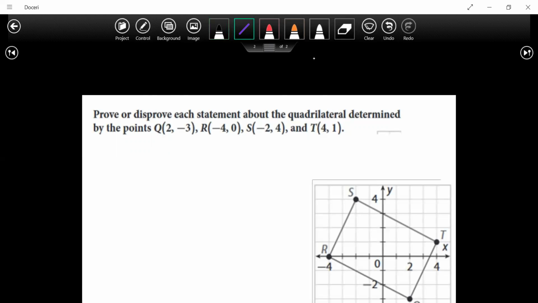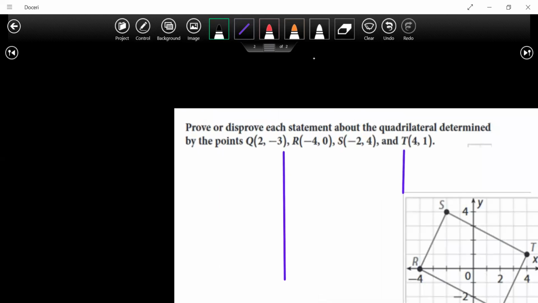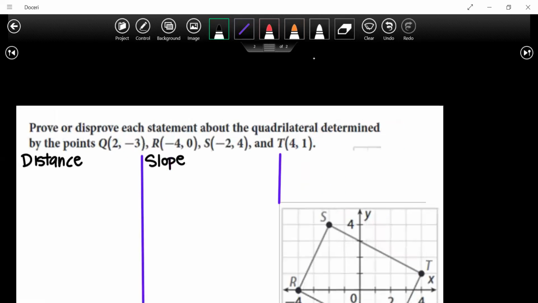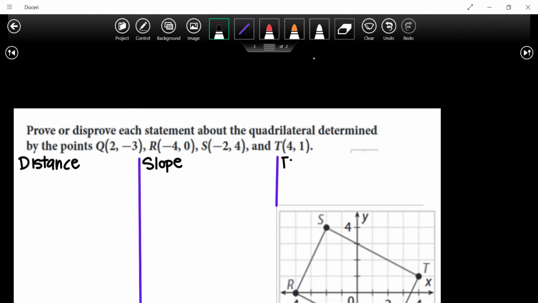What I want you guys to do is on your paper, if you can split it up, and mine is kind of super tight, I'm going to split it into 3 different ways: distance, slope, and our findings. I think I did more than what the other class was doing with the first one, but we're going to streamline this one.